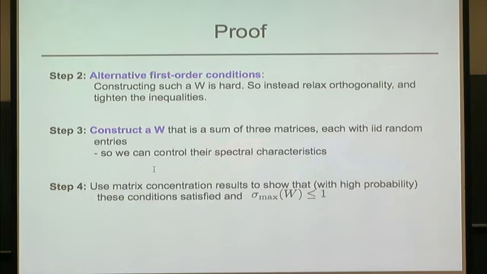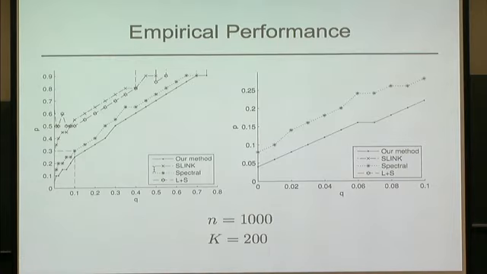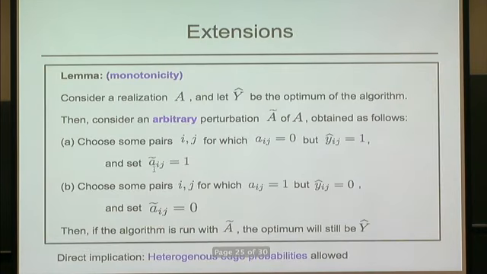And then use matrix concentration results, or results on the concentrations of eigenvalues, to actually show that the maximum eigenvalue is less than 1. Okay, the empirical performance of our method beats the best spectral algorithm so far, and I mean obviously it beats S-link as well. In the interest of time, I'll not go over this, but I'll mention something about extensions.